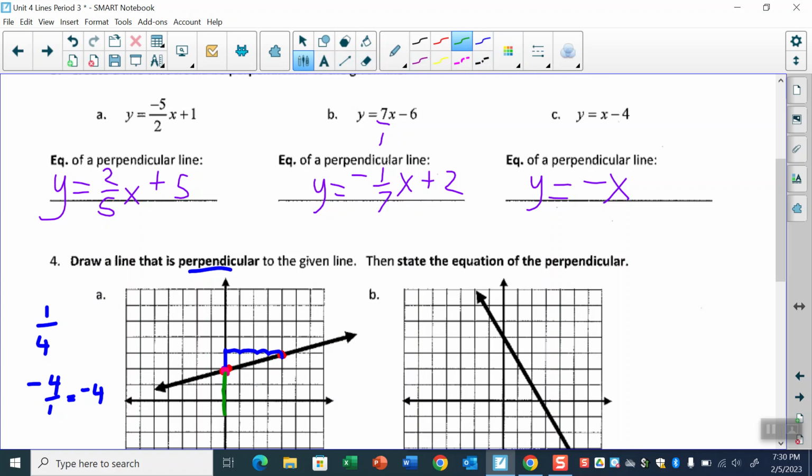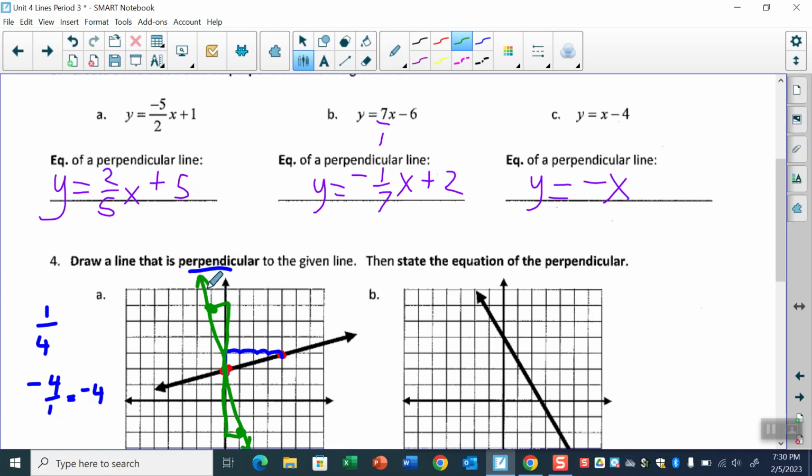All right, so 1, 2, 3, 4 over 1. I've got to make sure that as I go left to right, I'm going negative, right? So this would be 1, 2, 3, 4, and I could go left 1. I need a couple points so I can make a decent line here. Connect that. There we go. So the slope of negative 4 is pretty steep.